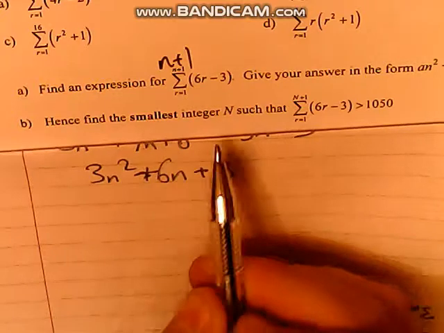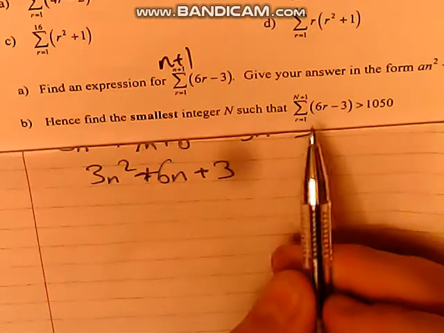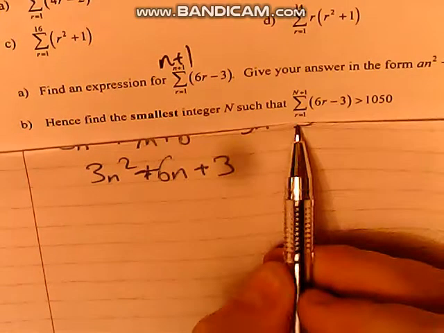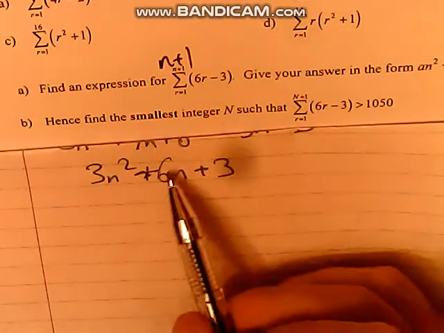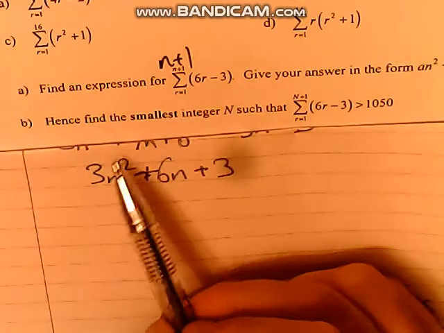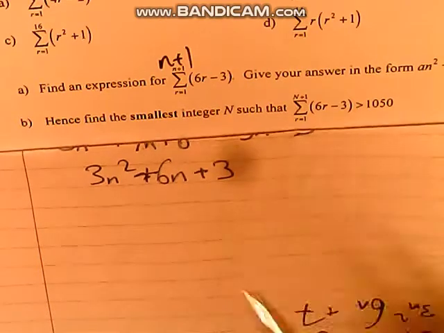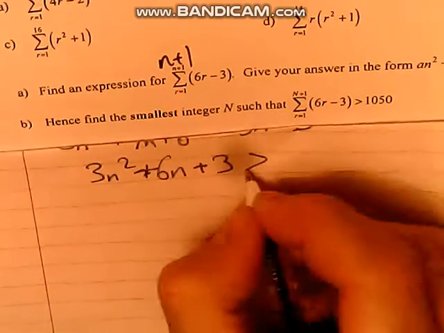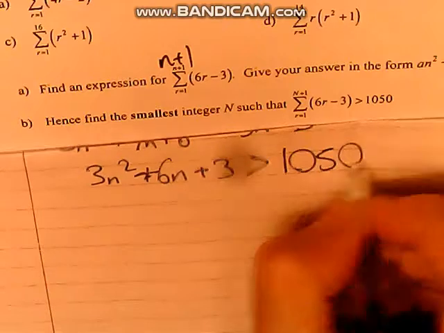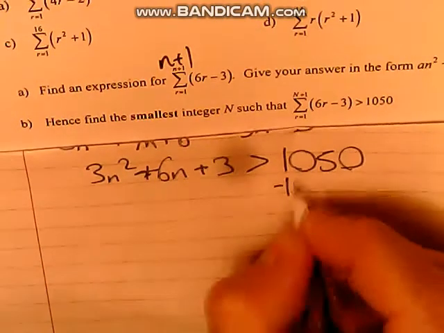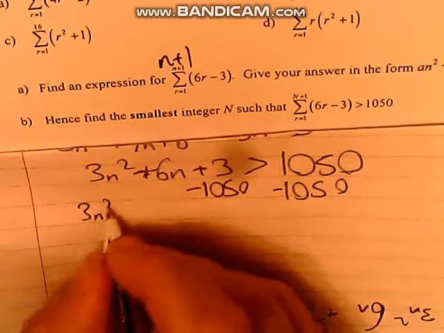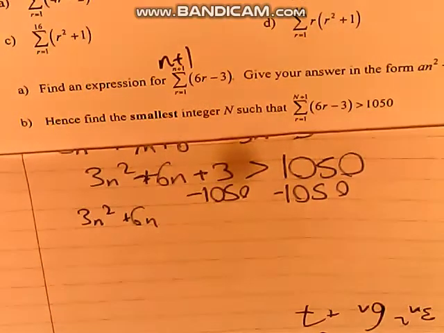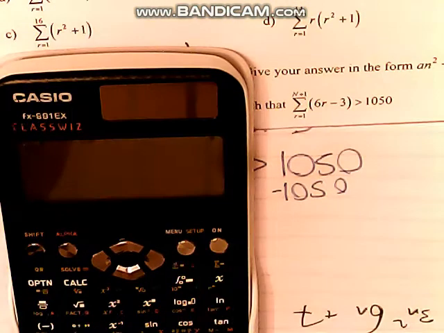Right, hence find the smallest integer n, such that the sum of 6r minus 3 between the numbers of 1 and n plus 1 has to be greater than 1050. We worked out from the previous question that this becomes 3n squared plus 6n plus 3. The only thing we have to do now is make sure that this is greater than 1050, and we just have to solve. So minus 1050 from both sides, to make it 3n squared plus 6n plus 3 minus 1050.